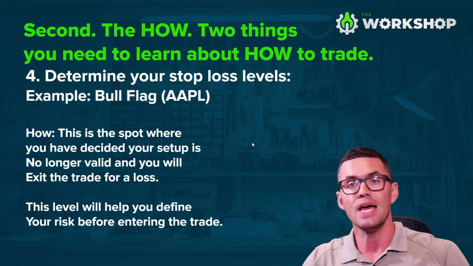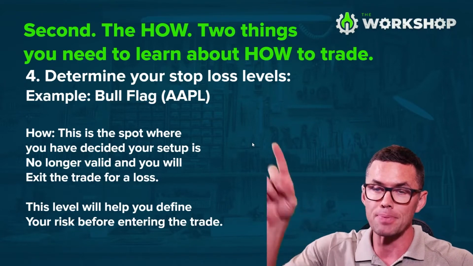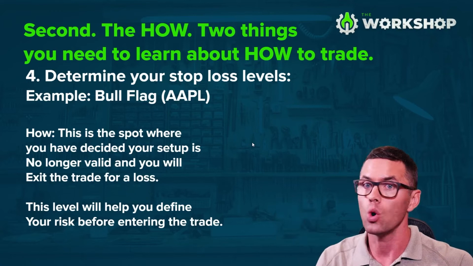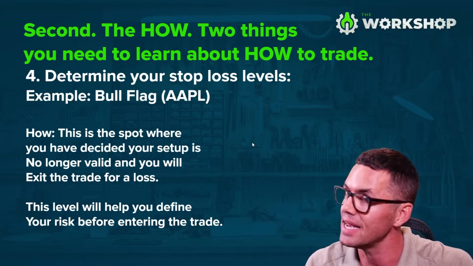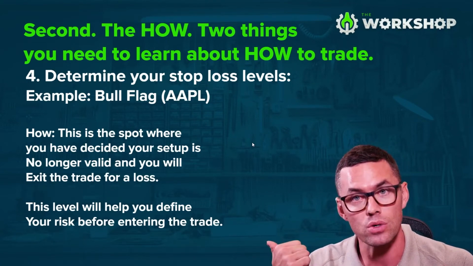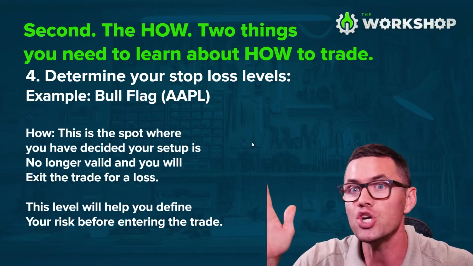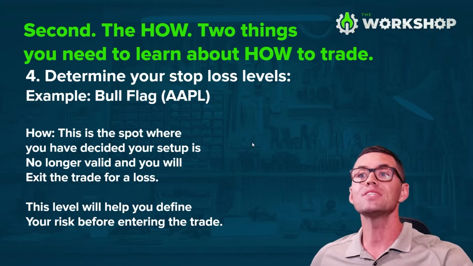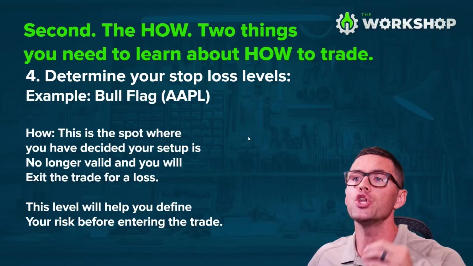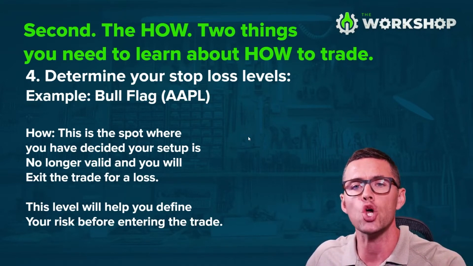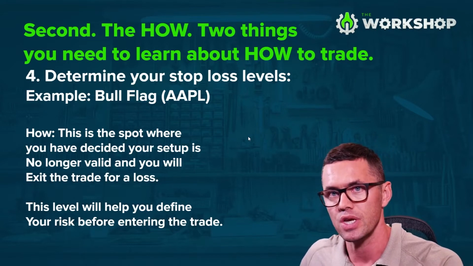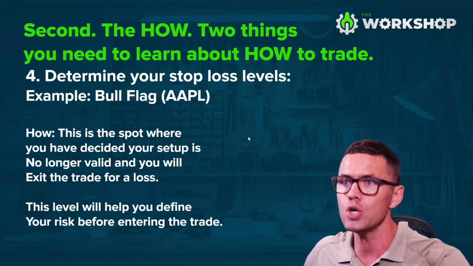So for example, if you're trying to trade a bull flag to the upside and it breaks the flag, is the trade still valid? It is not. So you get out. You can always get back in, right? Re-entry is just a commission away. If the trade's no longer valid, you will exit the trade for a loss, and that's okay. People lose, right? You're not going to win them all. You got to get used to that.